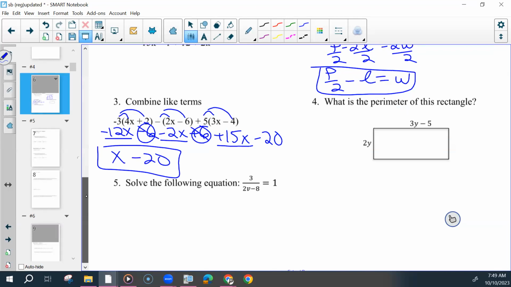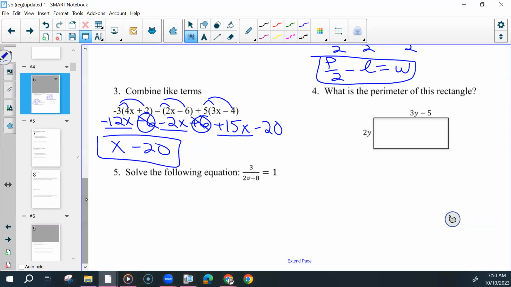And then number 5. We did 3 and we're supposed to do 4, 5. You guys did 3 today. Okay. Number 4, we're supposed to do perimeter. So we need 2 times each of these.